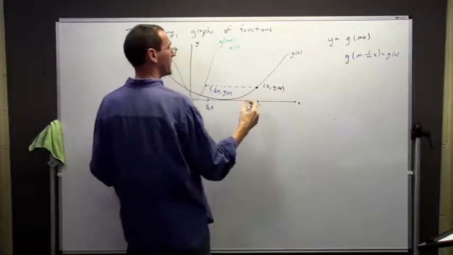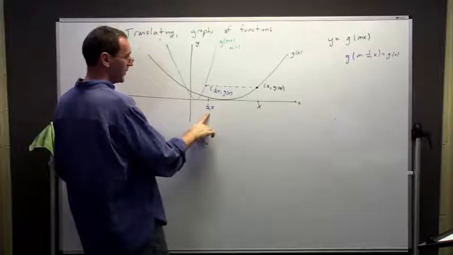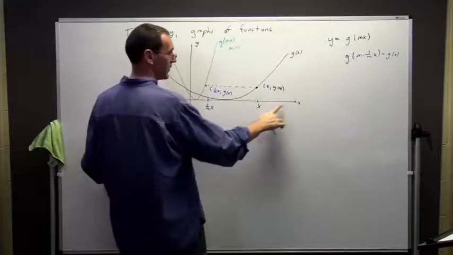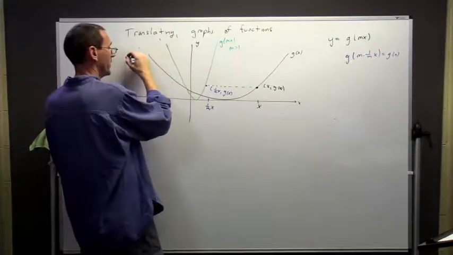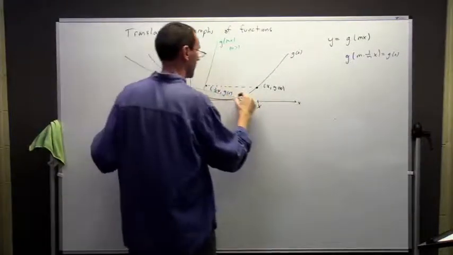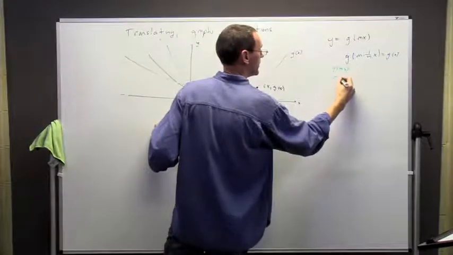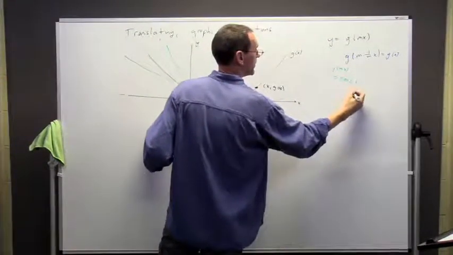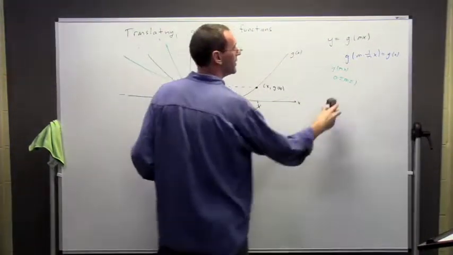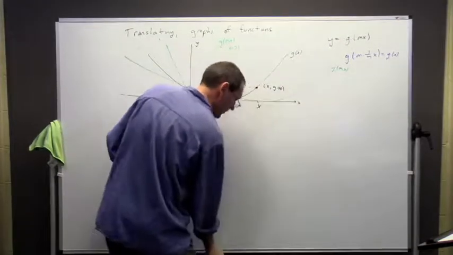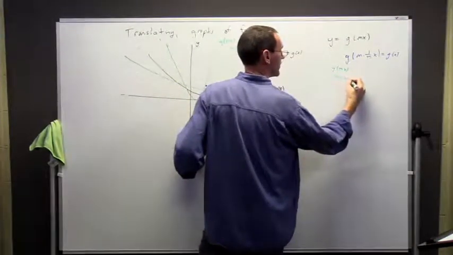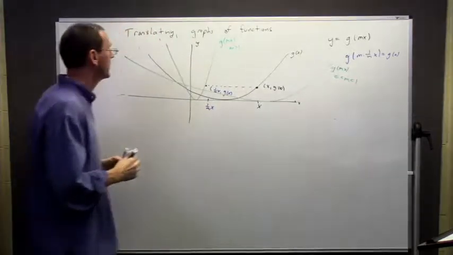Okay. Now this is m greater than 1. If m is between 0 and 1, this number is going to be pushed out to here. And what will end up happening is this will be g of m x. Oops, be careful. It's not going to include 0 or 1 if it's between 0 and 1.